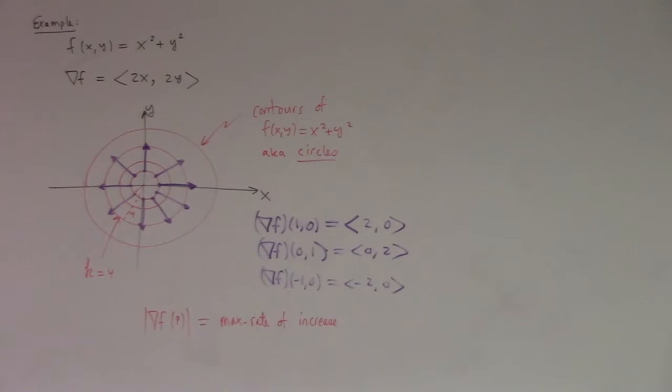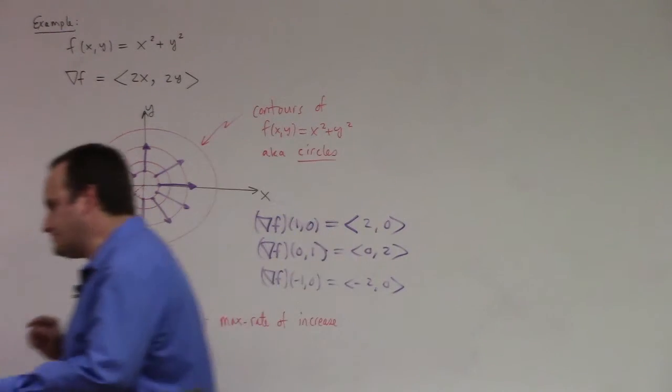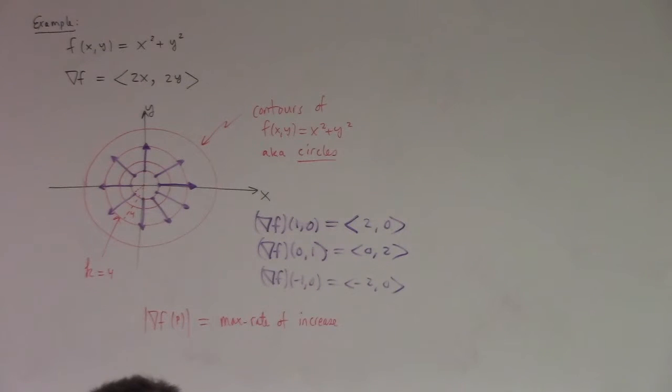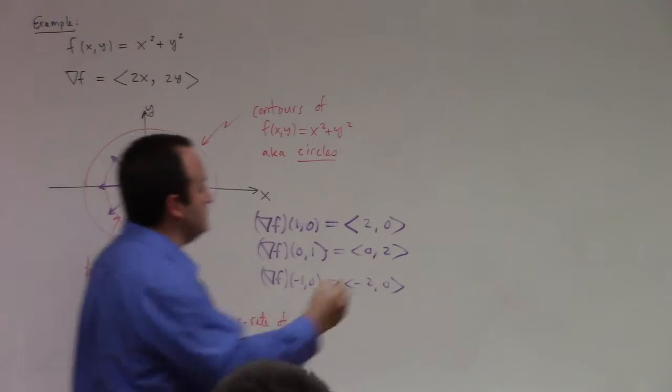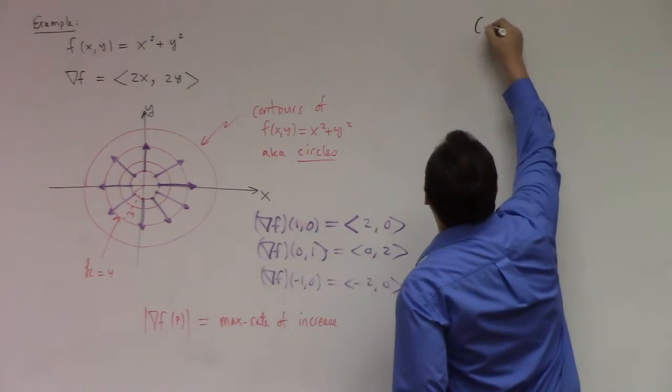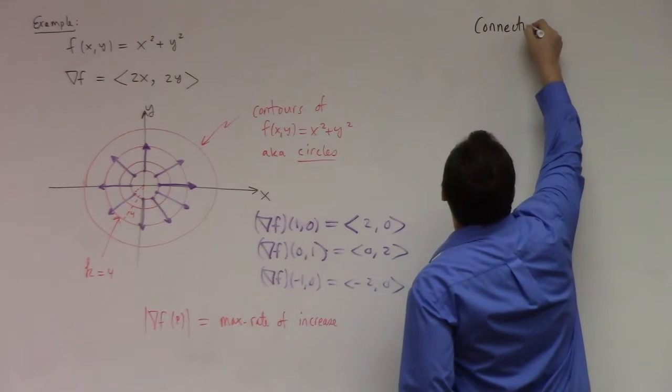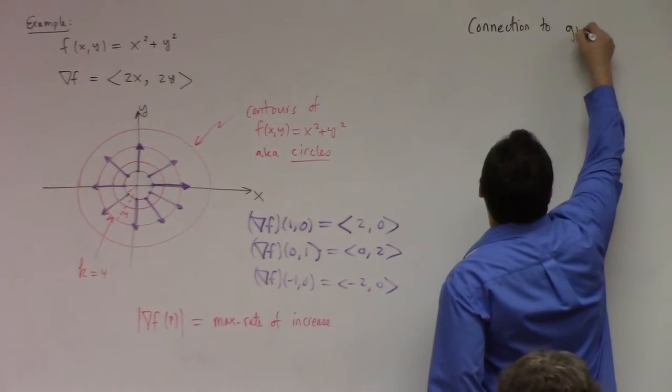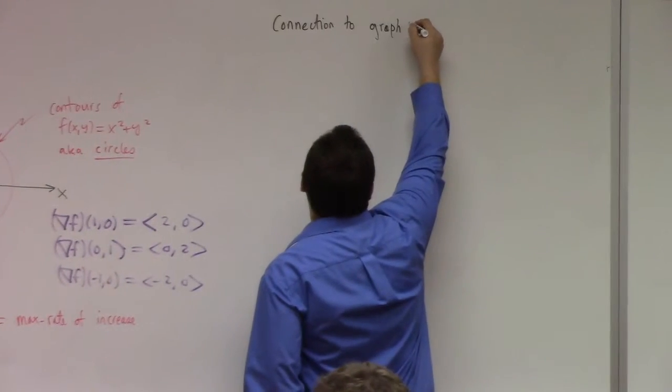But before I do that, let me just make a connection. Let me draw the contour plots here. One more connection, then I'll get out the projector. What's the connection of these contours with the graph? What's the graph of the function look like? Let's talk about that before I forget. What's the connection to the graph of the function?